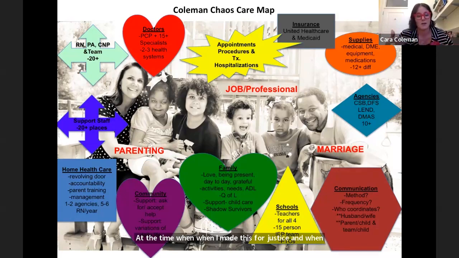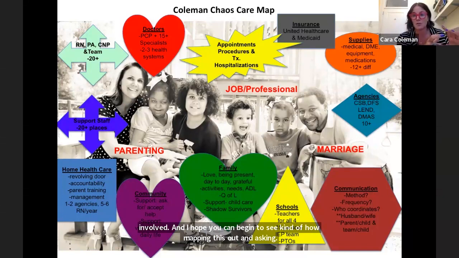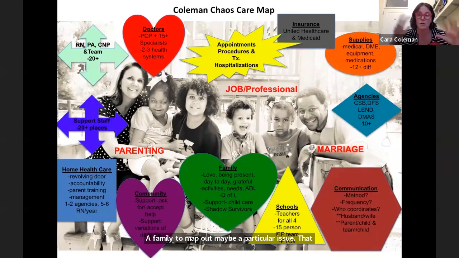But now I'm sure many of you have heard that a lot of families say, well, we need care coordinators to coordinate the care coordinators, or that's what families are doing, coordinating 10 of them. So it just adds to the number of people and things involved. And I hope you can begin to see how mapping this out and asking a family to map out maybe a particular issue that they're having around getting supplies, or the whole care map, opens up a conversation for you as primary care to understand, like, wait, I thought this provider was involved, but they're not. So what providers are involved, and what plans of care did they give you, and how can we bring it all together to move things forward?